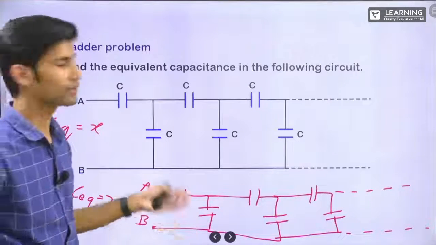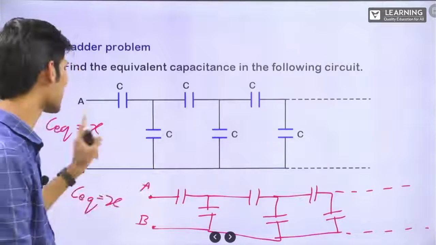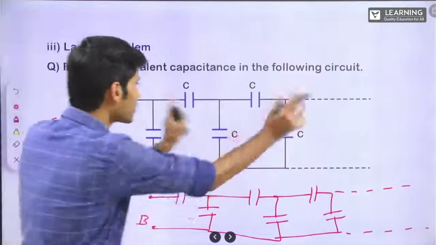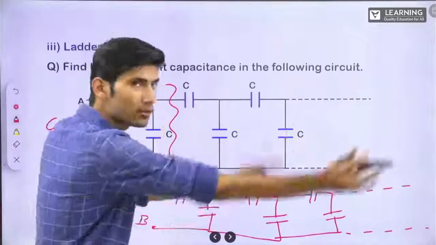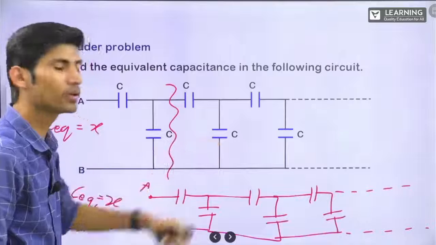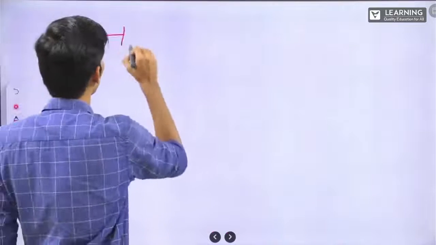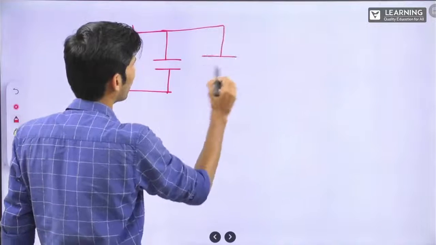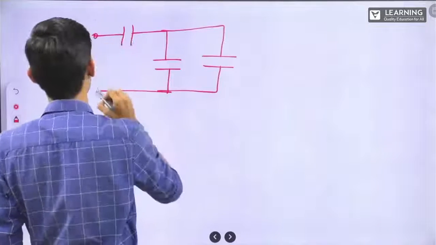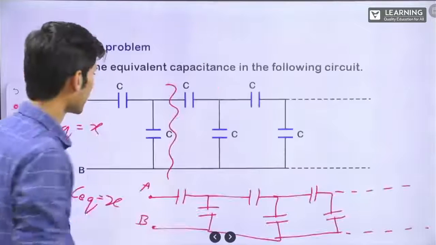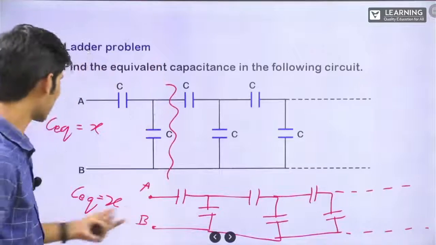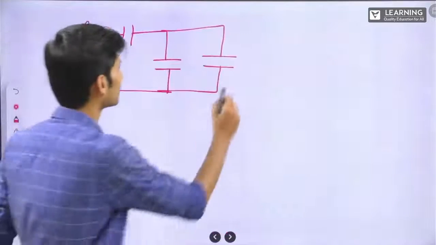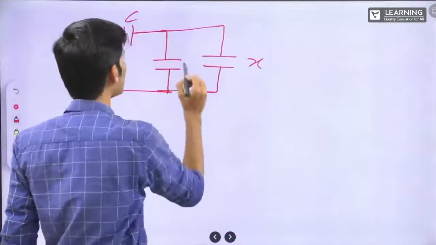If C equivalent for this we have to find out, we have considered this as X. For this circuit also C equivalent will be X only, fine. So this particular part I can remove and I can make a capacitance as C equivalent here. What I have done, I have removed that part and replaced it with C equivalent, because the equivalent capacitance of this entire circuit is X. This is X now, fine. This is C, this is C.